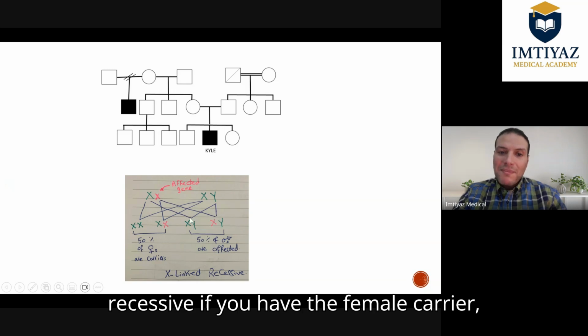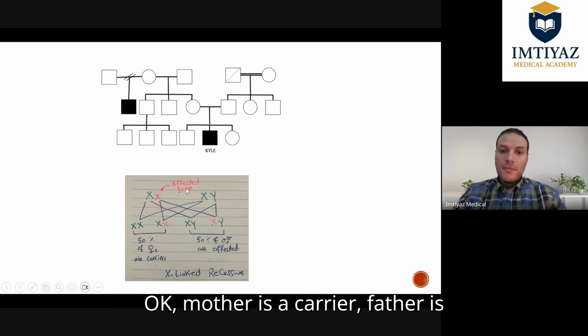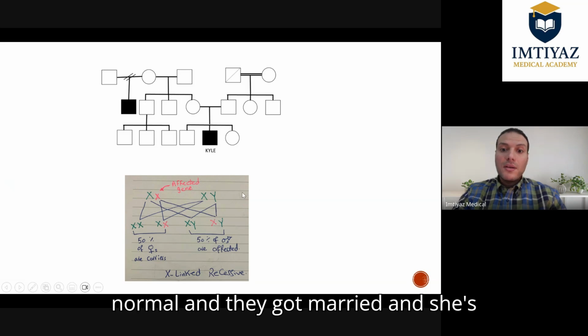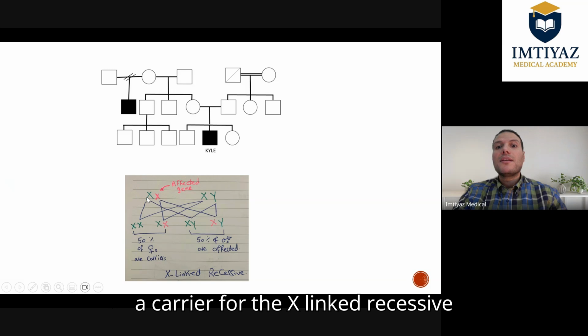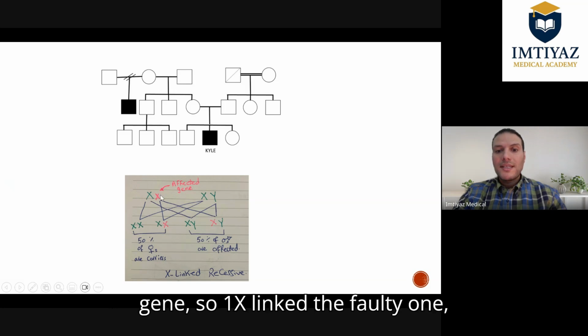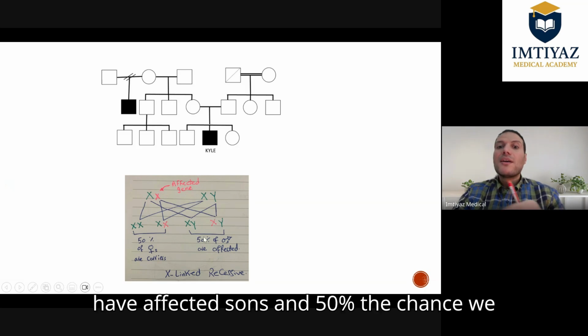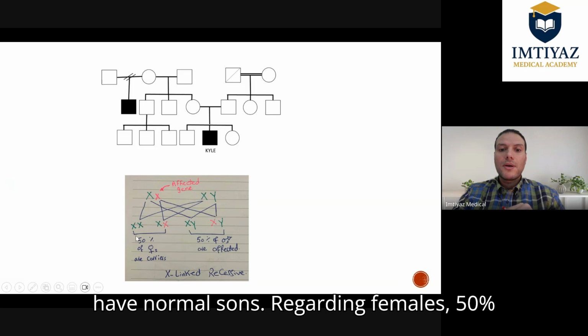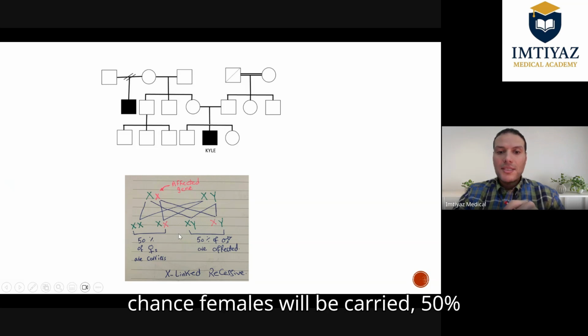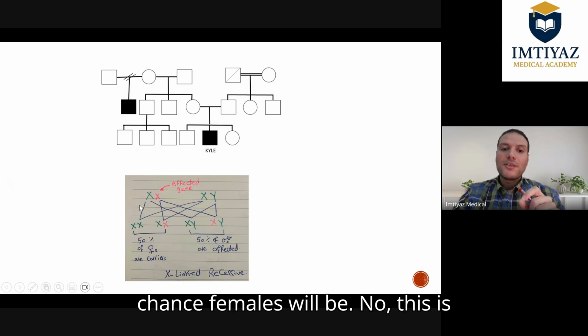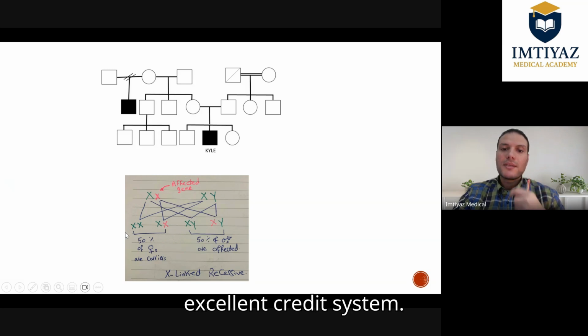If you have the female carrier, mother is a carrier, father is normal, and they got married, and she's a carrier for the X-linked recessive gene. So one X-linked, the faulty one, she has 50% chance that she will have affected sons, and 50% chance will have normal sons. Regarding females, 50% chance females will be carrier, 50% chance females will be normal. This is X-linked recessive.